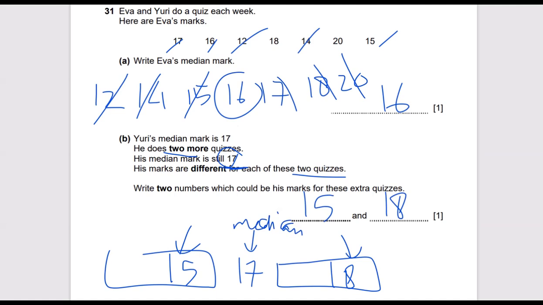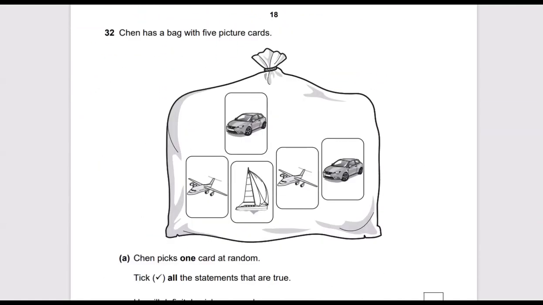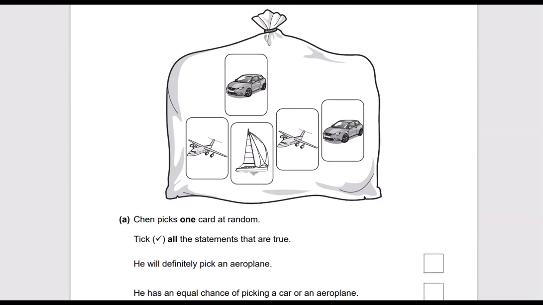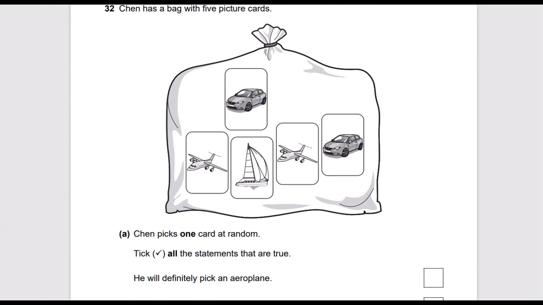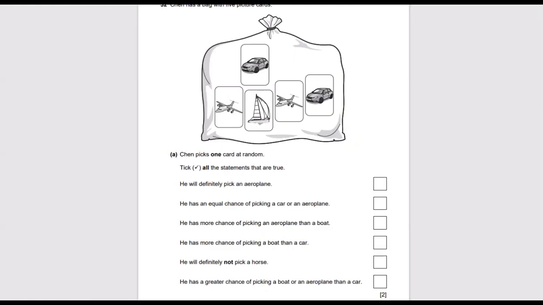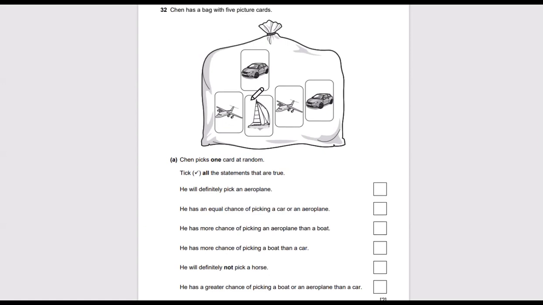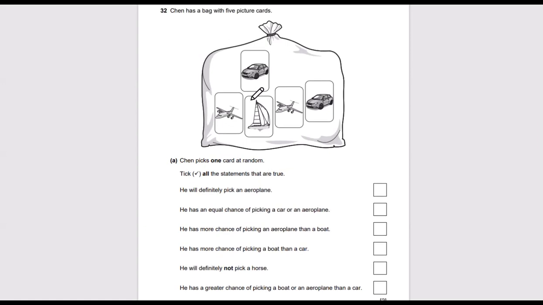Next, we have the last number, question 32. Chen has a bag with 5 picture cards. Chen picks one card at random. Tick all statements that are true. So come on, let's get excited, because this is the last question. Statement A: he will definitely pick an aeroplane. So aeroplane is only 2 out of 5: 1, 2, 3, 4, 5. So this is not correct.